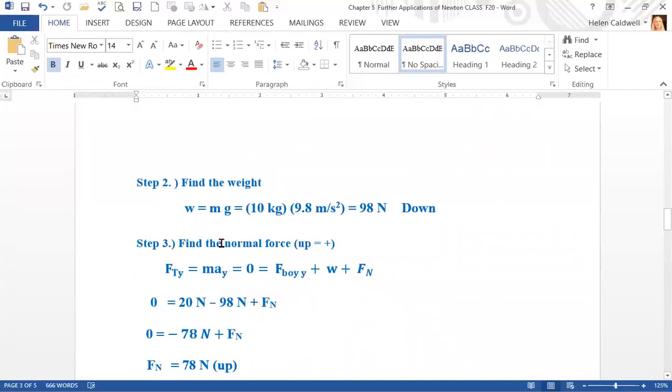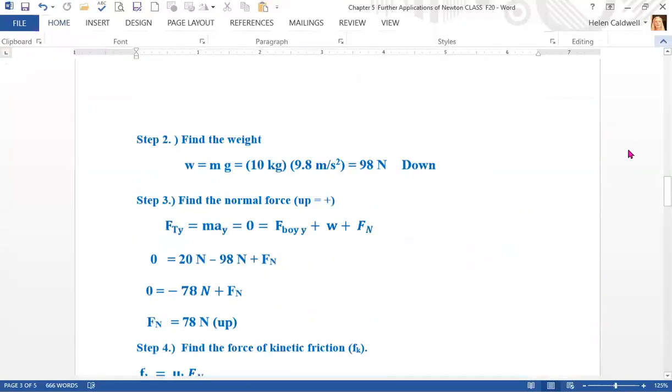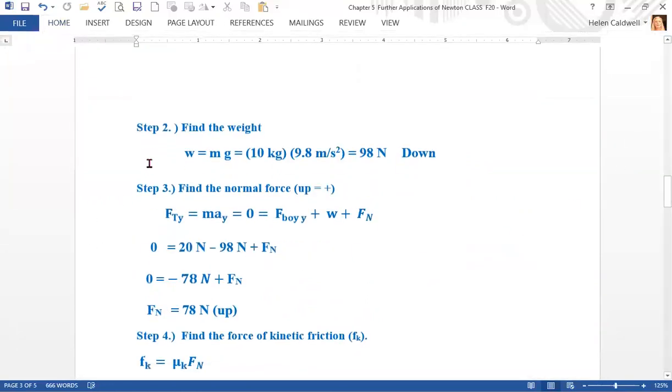So to find the weight, weight is equal to mass times gravity. W equals mg, so 10 kilograms multiplied by 9.8 meters per second squared equals 98 newtons. And it points down. If you go back and look at your free body diagram, the weight points down.